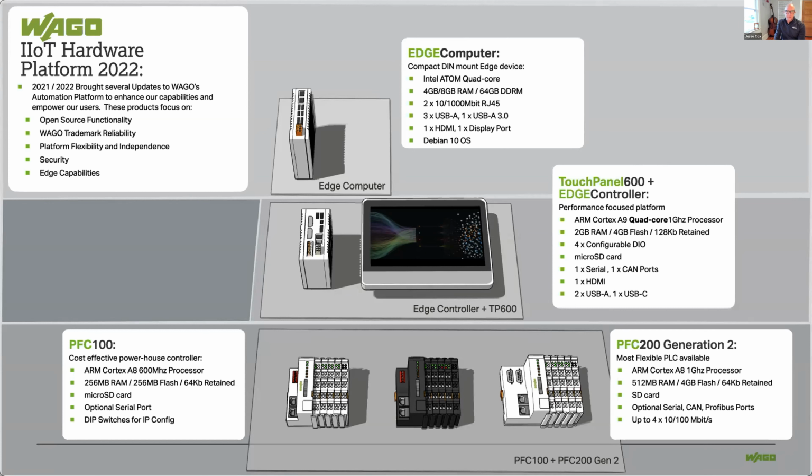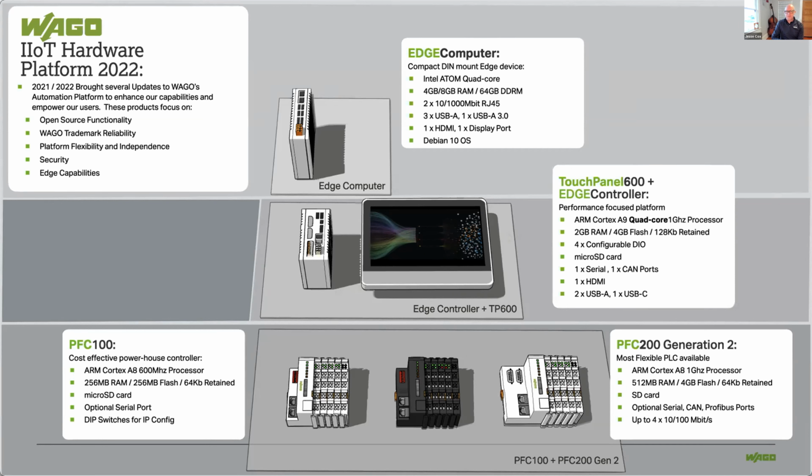Next, we have our touch panel 600 and our edge controllers. These are quad core A9 processors that bring a bit more horsepower to the edge. So these are a bit like a blend between an industrial PC and a PLC. But this allows us to make use of parallel processing. We can multi-thread, and we can do some really neat things to weld together the PLC runtime and more standard computing tasks.